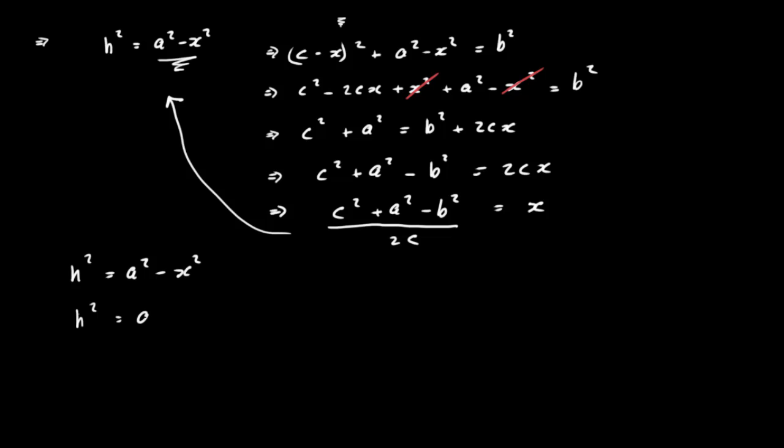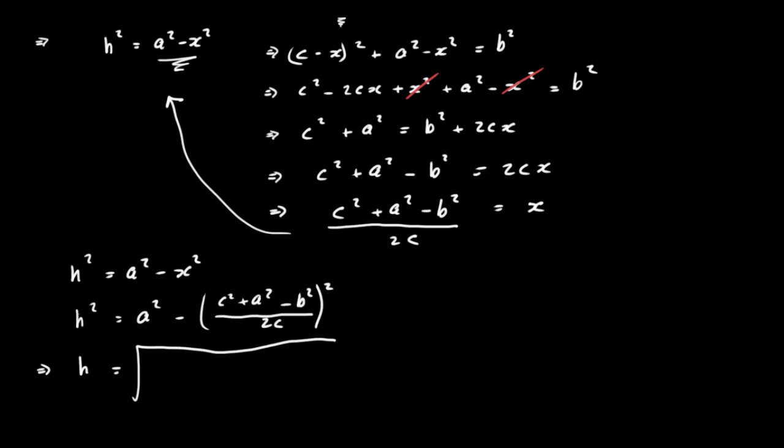h squared is equal to a squared minus the square of this here. So it's going to be a squared minus ((c squared plus a squared minus b squared) over 2c), and this all has to be squared because this is x here, so we've got to square it. This is our h squared. We're looking for h, so you've got to square root all of this. So our h then is just simply going to be the square root of a squared minus ((c squared plus a squared minus b squared) all over 2c) squared. So now we have our h in terms of a, b, and c.